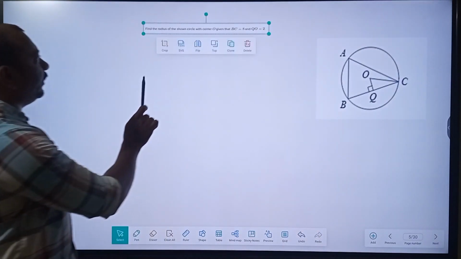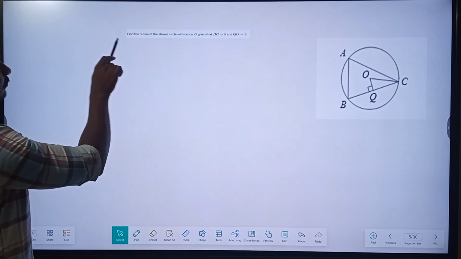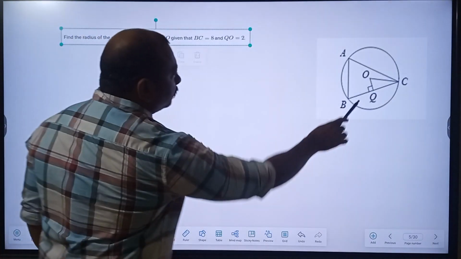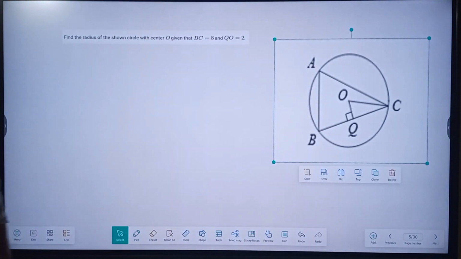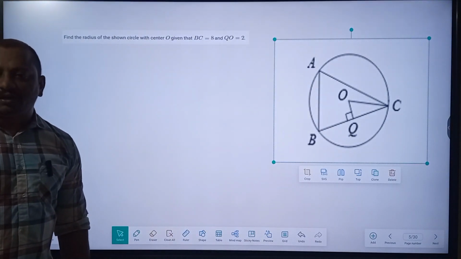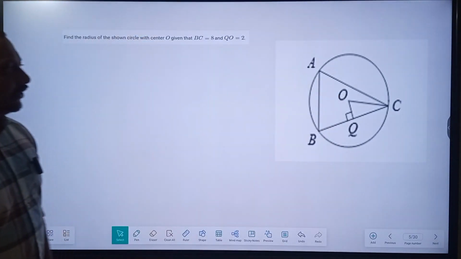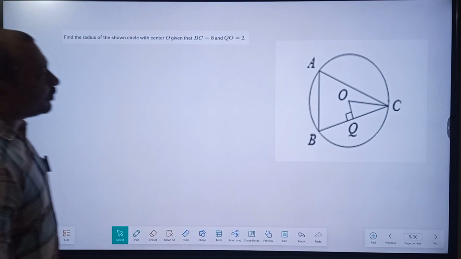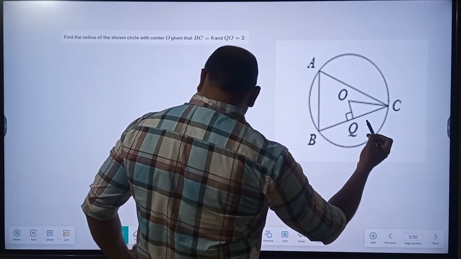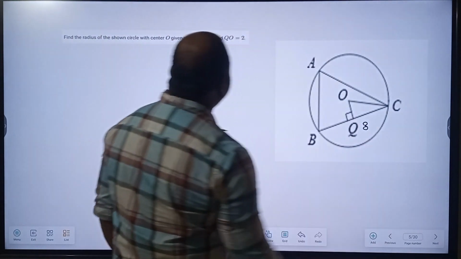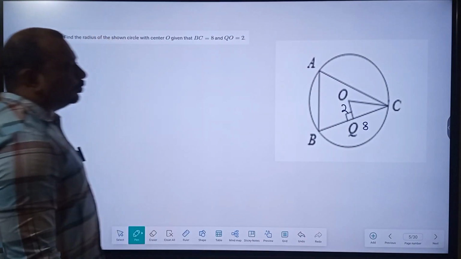Now see, find the radius of the circle with center O. The circle passing through all vertices of the triangle is the circumcircle, and the corresponding center is the circumcenter. Okay, what they are asking: they have given BC is equal to 8, BC length 8, and QO here they have given 2.